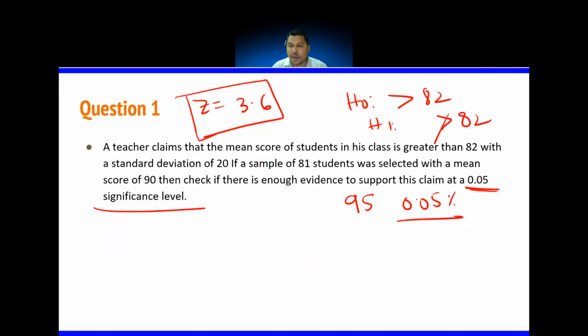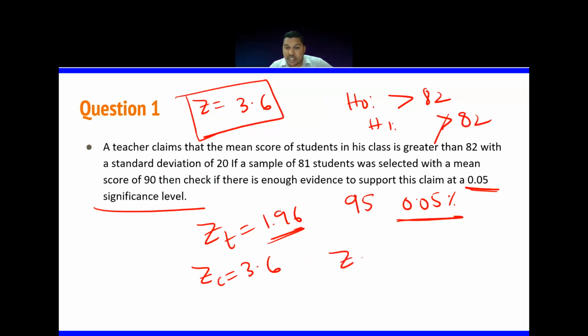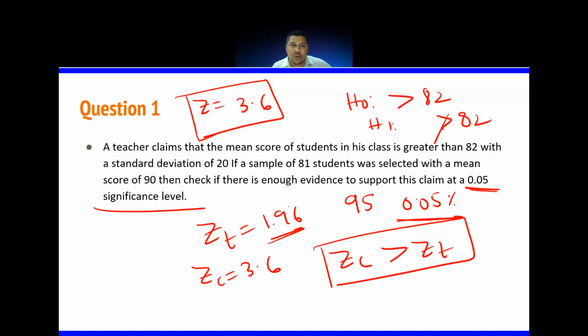So at 95% or 0.05 significance level, the Z table value is 1.96. Okay, so now what you calculated, Z calculated, is 3.6, right? Whenever the Z value you calculated is greater than the table value, in that case H naught is rejected. We say that H naught cannot be accepted. The claim made here is incorrect, right?